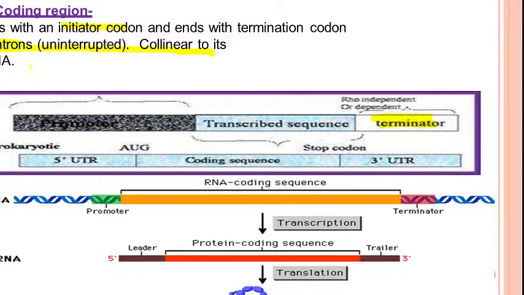So we have the starting region, we have the terminating region, and in between we have the coding sequences which will code for the protein that we need. Or you can say from the DNA we will get the RNA, and from this RNA we will get the polypeptide.